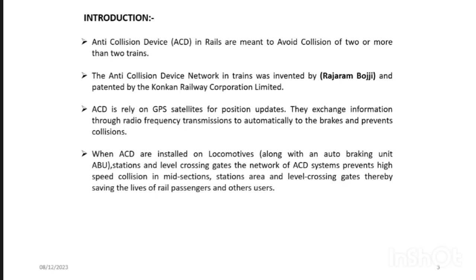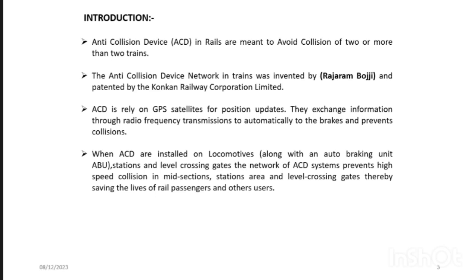Anti-collision devices in rails are meant to avoid collision of two or more trains. The anti-collision device network in trains was invented by Raja Ram Bojji and patented by Konkan Railway Corporation Limited. ACD relies on GPS satellites for position updates. They exchange information through radio frequency transmission to automatically apply the brakes and prevent collision.